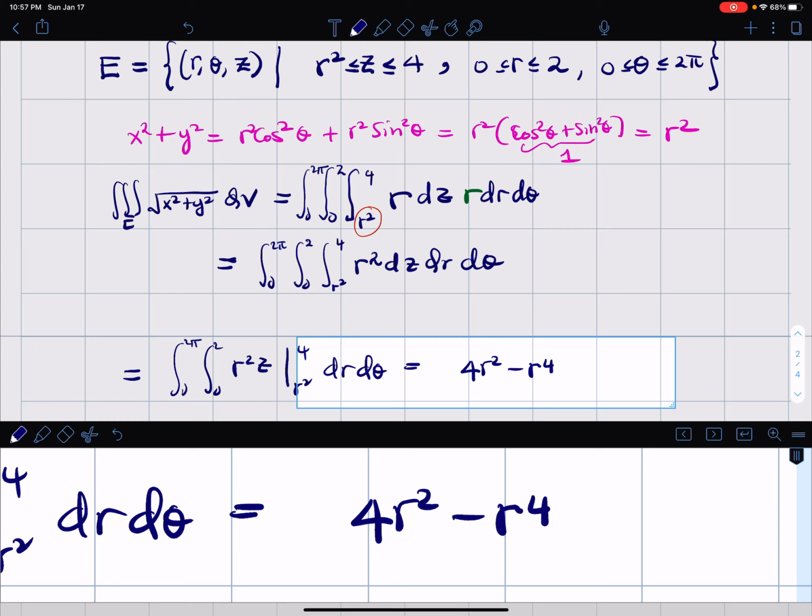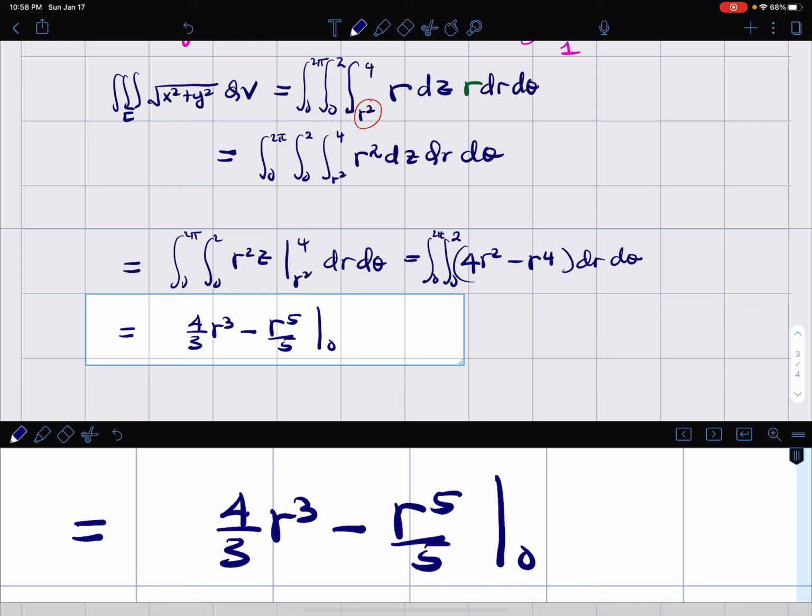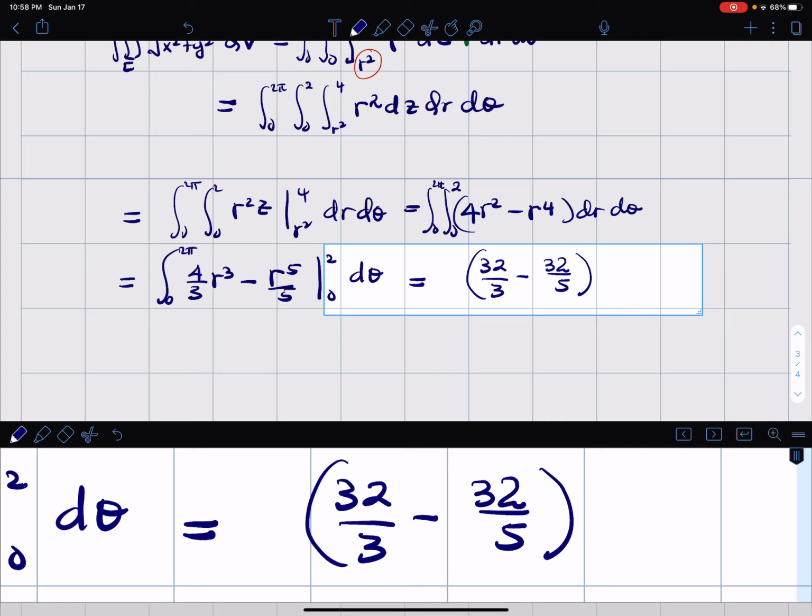The next one will give you, if you take the next integral, 4 over 3 r cubed minus r to the power of 5 over 5. You plug in 0, you plug in 2, 0 to 2 pi, d theta. When you plug in 0, you just get 0. When you plug in 2, you have 32 over 3 minus 32 over 5. This is weird. All right, I will stop here.